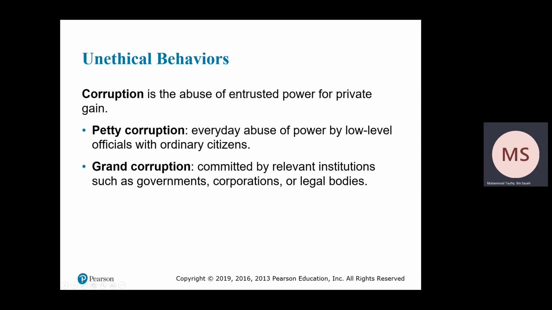Corruption is the abuse of entrusted power for private gain. So you must avoid corruption. So what is corruption? Corruption is any abuse of an entrusted power for private gain. Corruption can be categorized into two categories. First is petty corruption, which is everyday abuse of power by low-level officials with ordinary citizens. And then there is grand corruption, committed by relevant institutions such as government, corporations, and legal bodies.